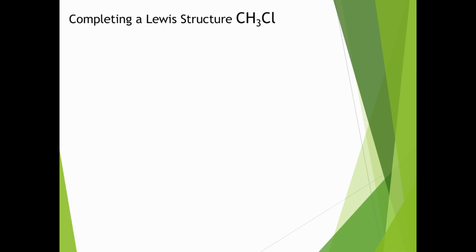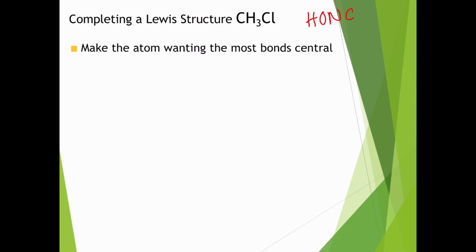So let's try and draw a Lewis structure. So this is CH3Cl. The way that we do this is we want the atom that can make the most bonds in the middle. So if we think about the HONC rule, right, we have hydrogen and halogens. Chlorine is a halogen, and then we have hydrogen. So hydrogen and chlorine can only make one bond, whereas carbon can make four bonds, right? HONC, 1, 2, 3, 4. So carbon can make four bonds, so we're going to stick carbon in the middle of our structure. Carbon goes in the middle of a lot of structures, just in general.